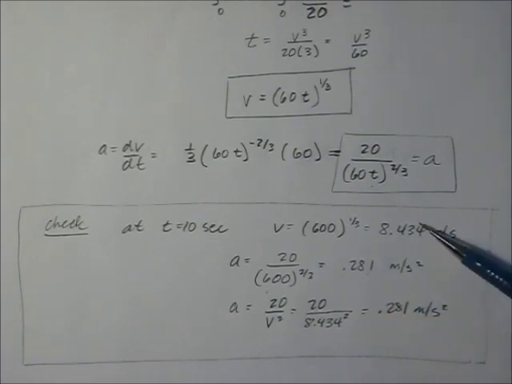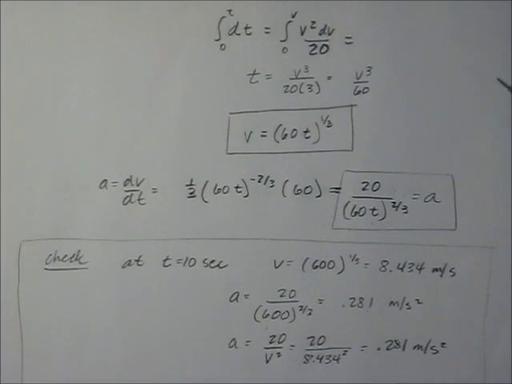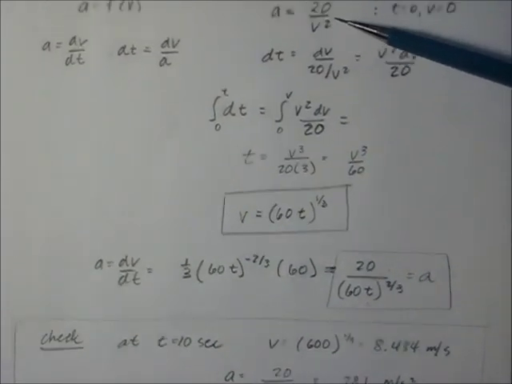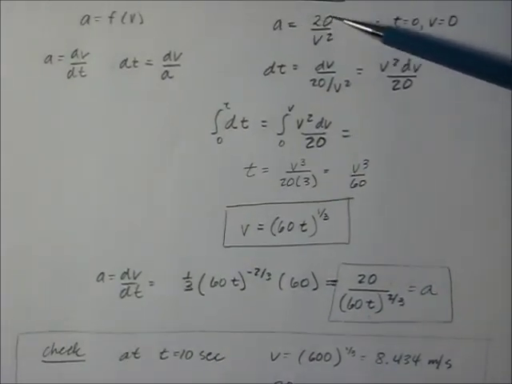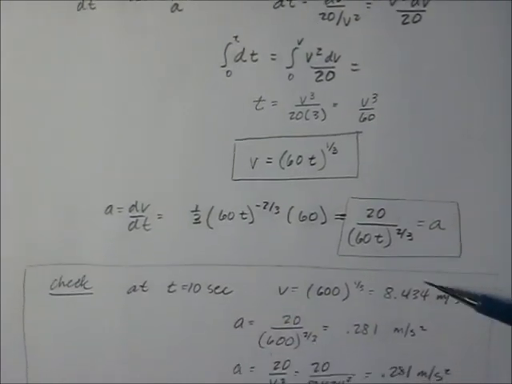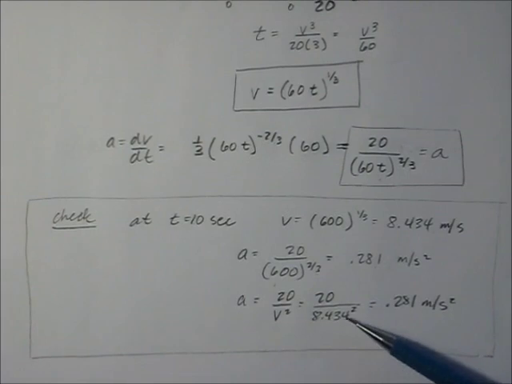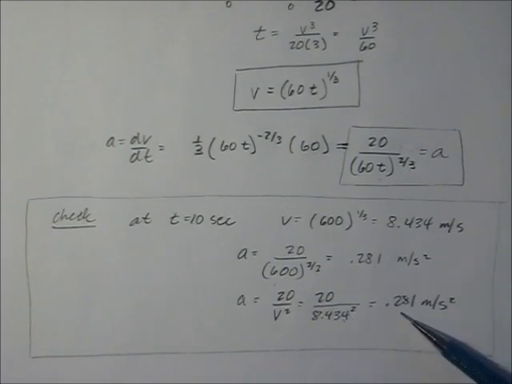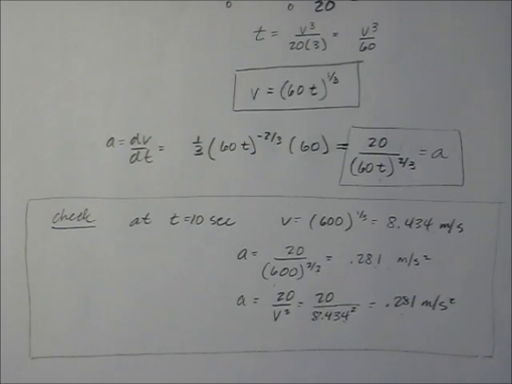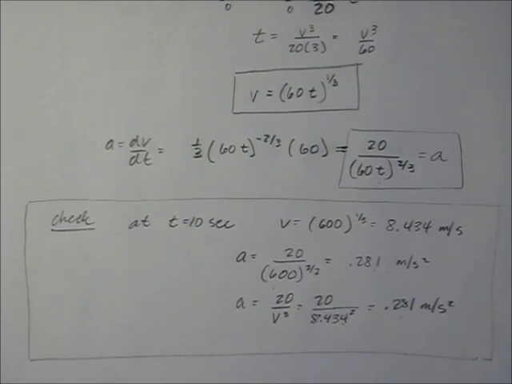Using either one of these and going back up to my original equation, I can check my work. If I put a is equal to 20 over v squared, and v is equal to 8.434, I can check that acceleration is equal to 0.281. So I got the same answer using both techniques, so I'm convinced that I did my math correctly.